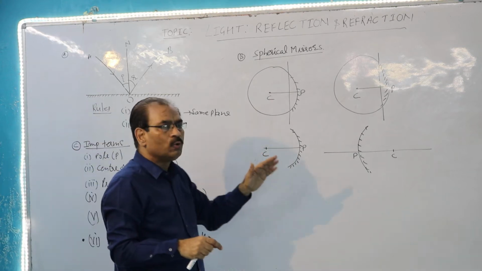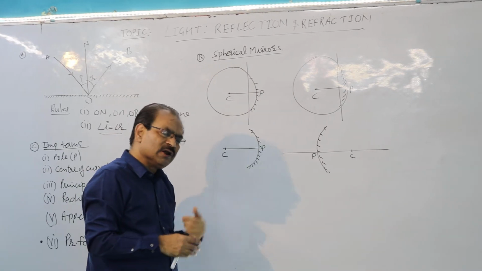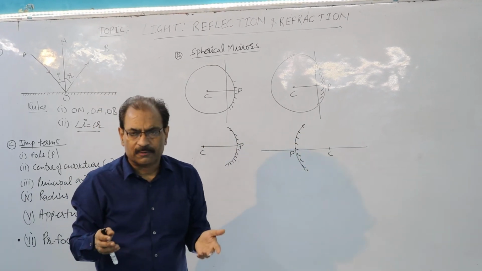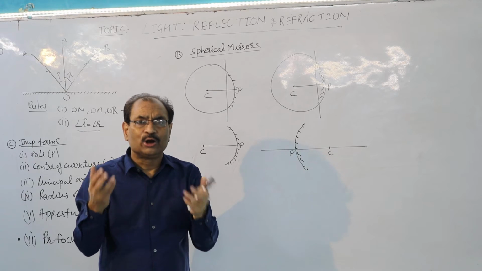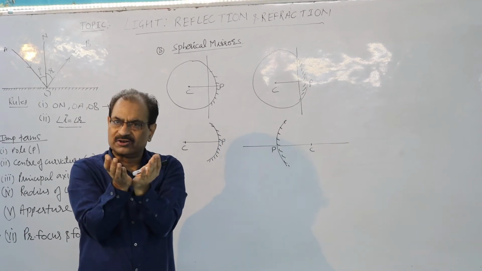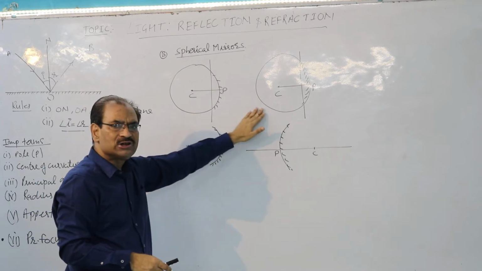Now let us come to another type of mirrors called spherical mirrors. Children, can you tell me, I ask a simple question, what is the meaning of spherical mirror? Sphere, what is the meaning of sphere? Children, sphere is basically a three-dimensional picture. I have already made it for you. Now, these are the two spheres.